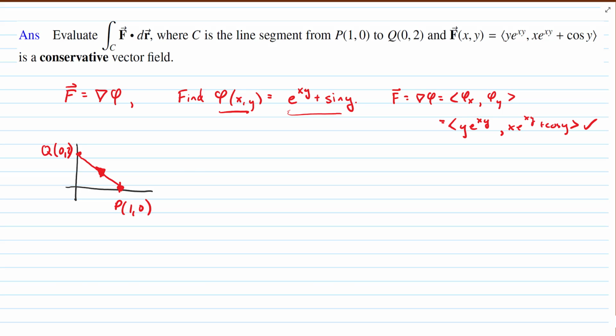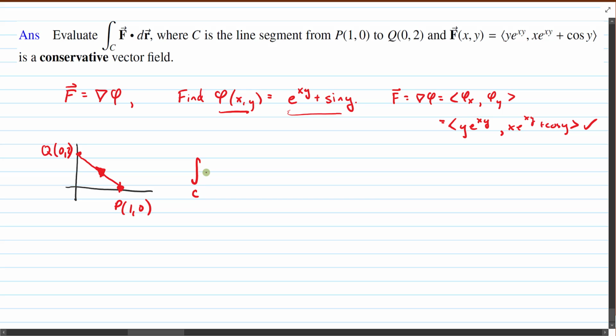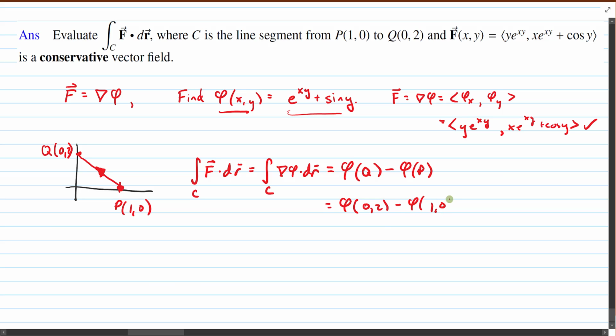So when we go to compute the line integral of f dotted with dr, another way to think about that is we're going to be computing the line integral of grad phi dot dr. And this basically boils down to the fundamental theorem of calculus, which says that we can evaluate this as phi of my endpoint, which we've labeled Q, minus phi of my starting point, which we labeled P. That would be phi of 0, 2 minus phi of 1, 0. So all that remains to be done is to evaluate the function phi at these two points. So we'll calculate that now.